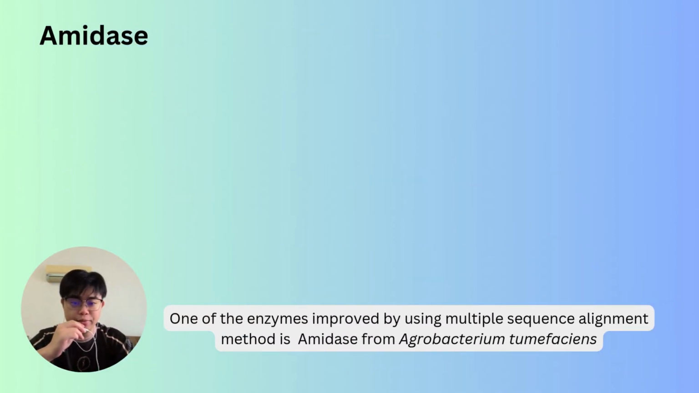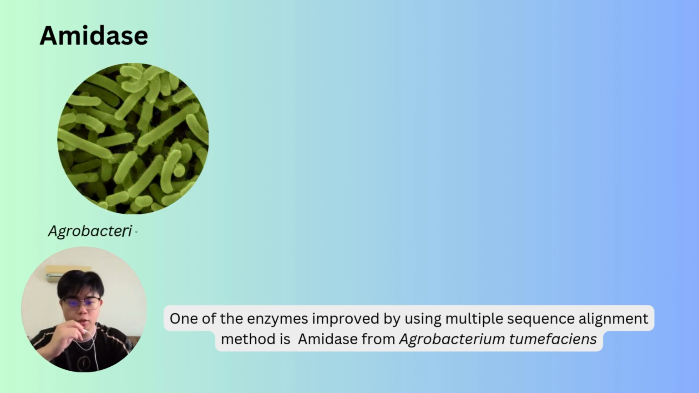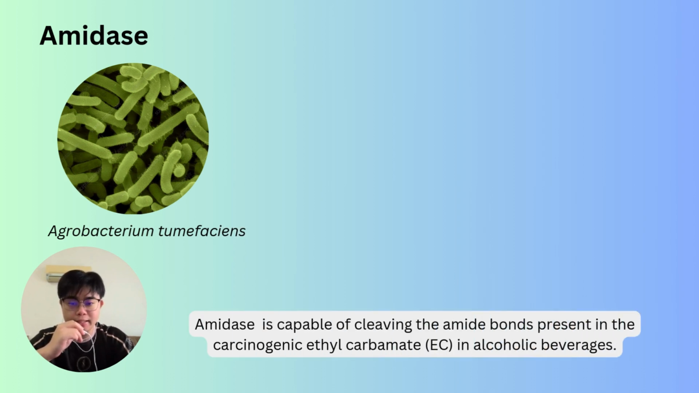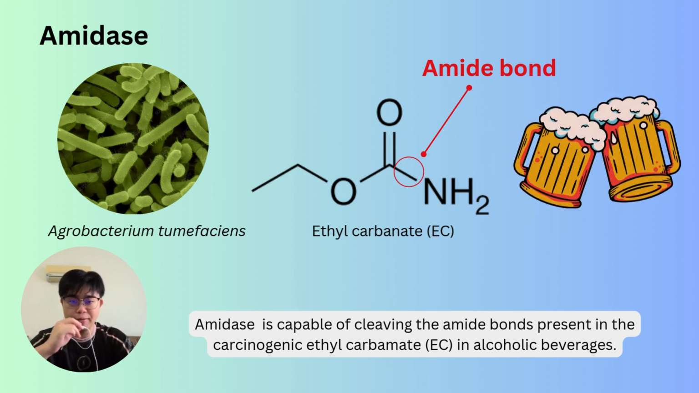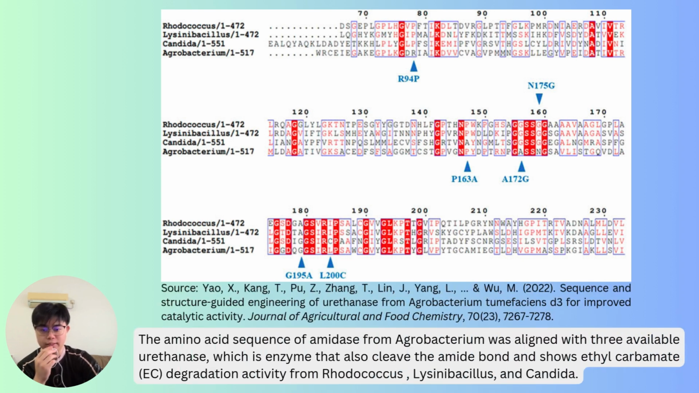One of the enzymes improved by using the multiple sequence alignment method is amidase from Agrobacterium tumefaciens. Amidase is capable of cleaving the amide bonds present in the carcinogenic ethyl carbamate (EC) in alcoholic beverages. The amino acid sequence of amidase from Agrobacterium was aligned with three available urethanases, which are enzymes that also cleave the amide bond and show ethyl carbamate (EC) degradation activity, from Rhodococcus, Lysinibacillus, and Candida.